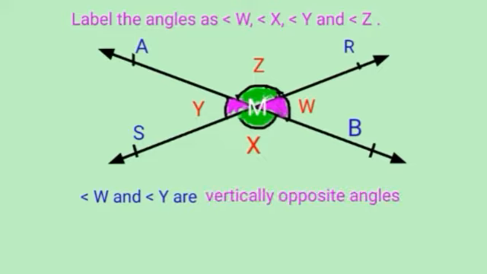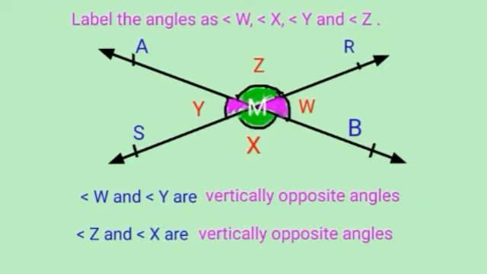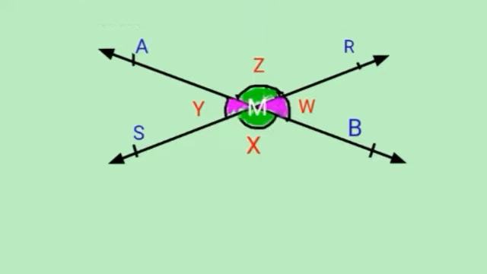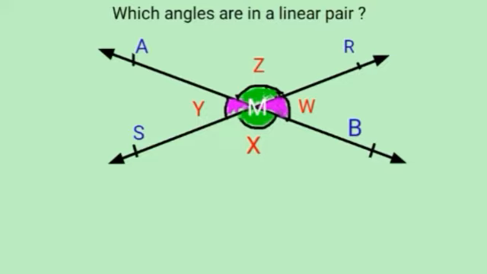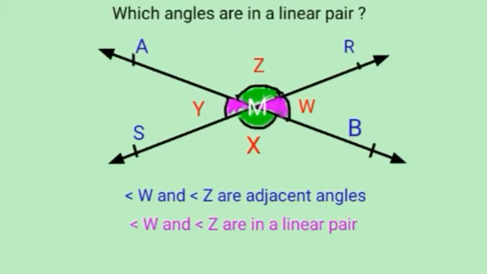Angle W and angle Y are vertically opposite angles. Also, angle Z and angle X are vertically opposite angles. Which angles are in a linear pair? Angle W and angle Z are adjacent angles. Angle W and angle Z are in a linear pair.